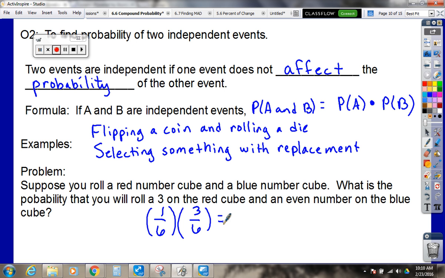I'm going to reduce before I multiply, so I'm going to reduce here, change this to 1/2. 1 times 1 is 1. 6 times 2 is 12. So the probability is 1/12. When you multiply fractions together, the fraction gets smaller, so you end up with a smaller probability.